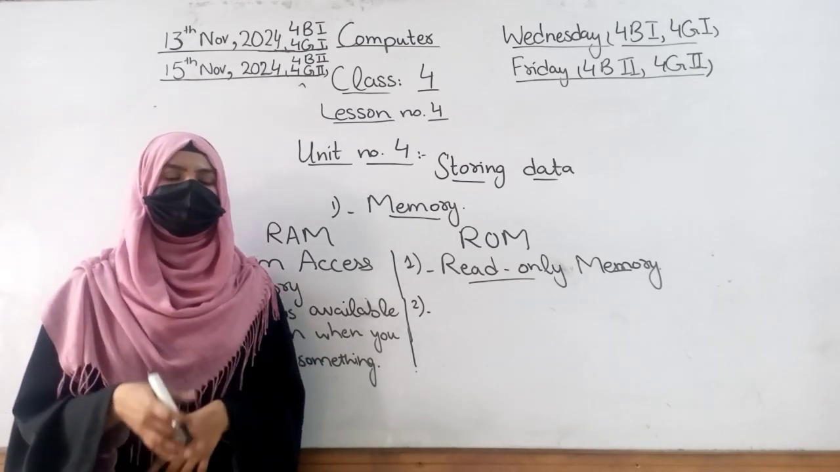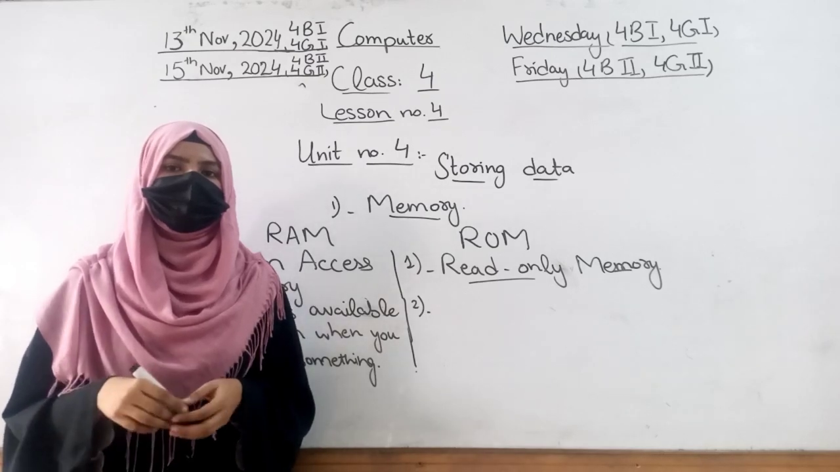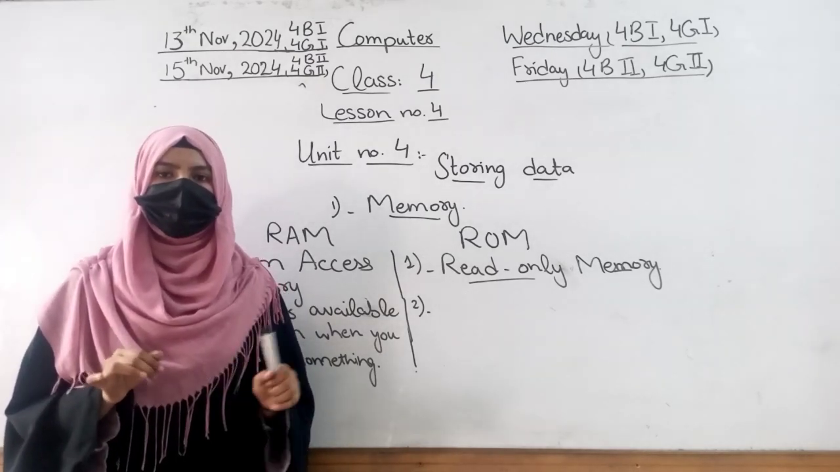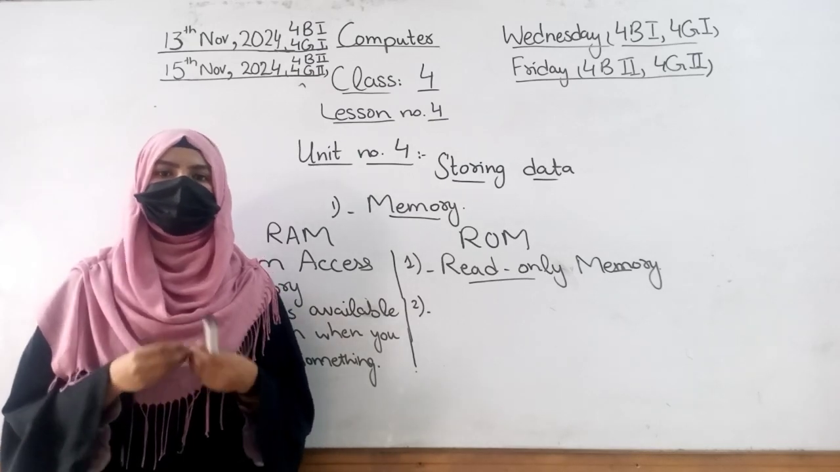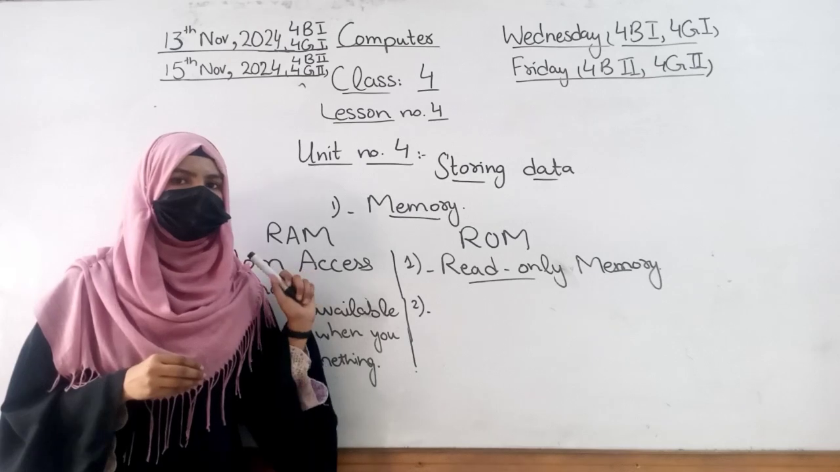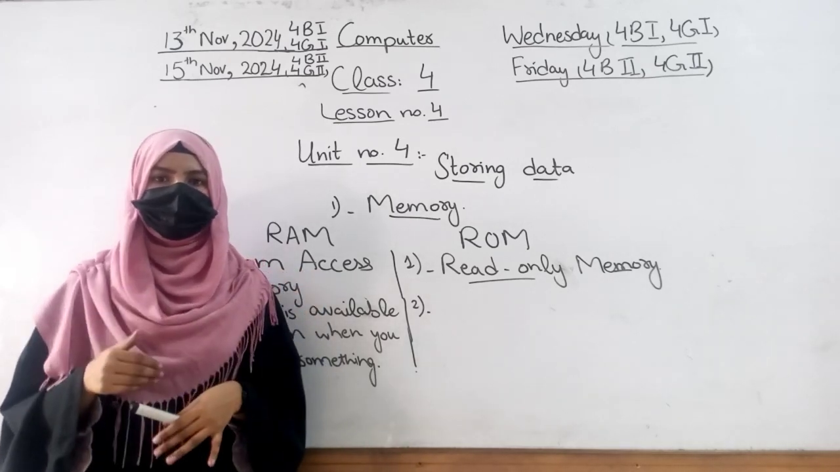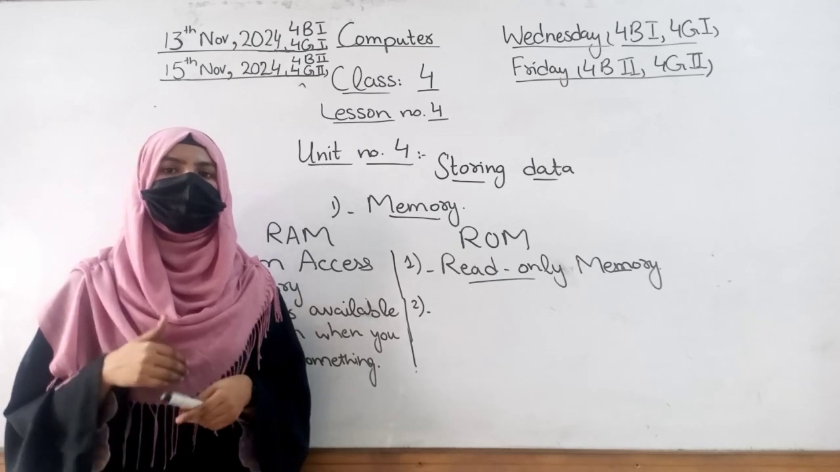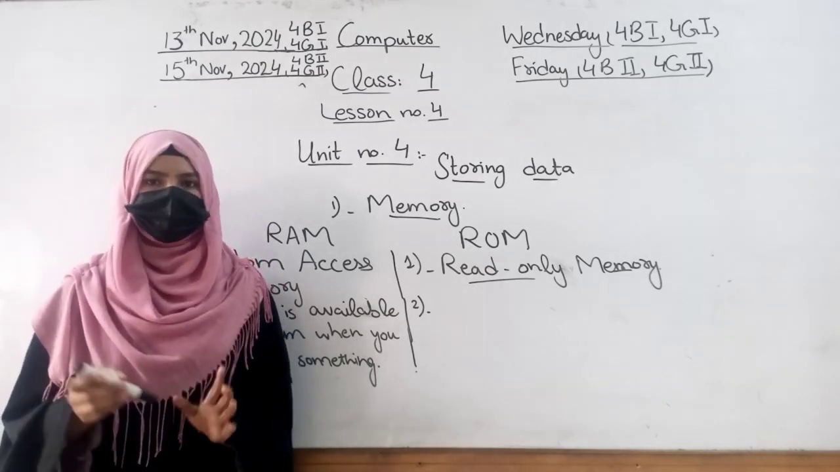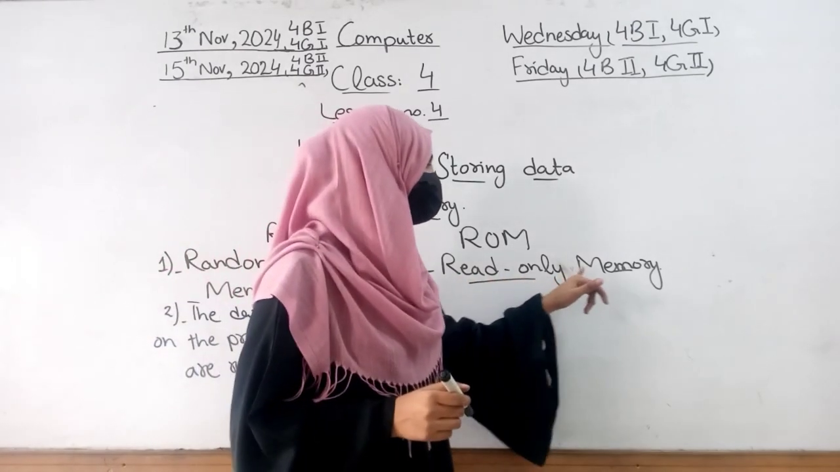Okay, so suddenly if the light is gone, if the electricity is off, and you have not stored your document up till now, your data will be lost. So this is your RAM. The data is available to you when the computer is switched on, and if the computer is switched off, the data will be deleted. So this is RAM. Okay, next is ROM, read only memory.